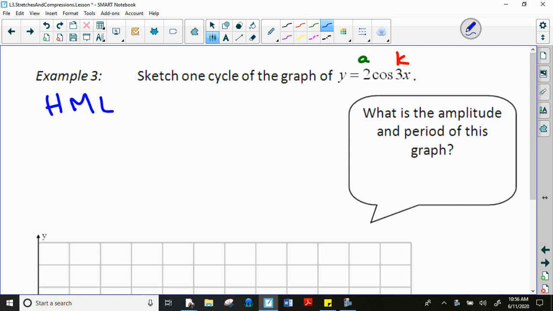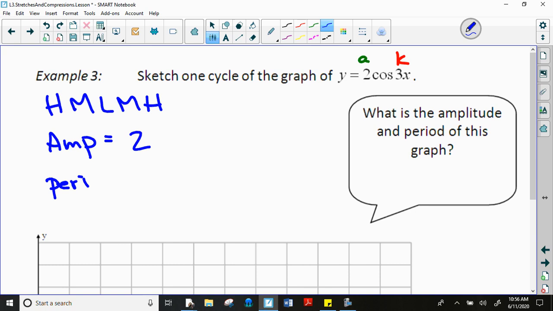High, middle, low, middle, high. Done. Then my amplitude, which is our A value, is going to be 2. So my high and low points are going to go to +2 and -2. And we're not at vertical translations yet. Tomorrow, or next lesson.